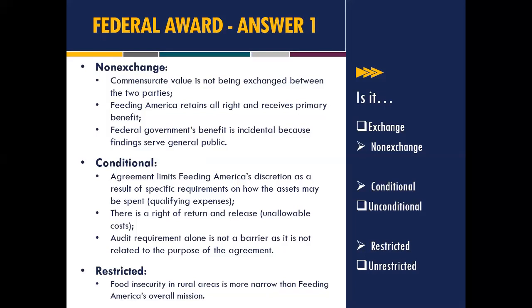It has both that barrier and the right of return. So there's discretion in there as far as how the assets may be spent. They have to follow cost principles. There's that right of return. Again, going back to what Stacy was communicating, that audit requirement alone is not considered a barrier because it's not related to the purpose of the agreement. And in this particular case, this is a restricted contribution because the food insecurity in rural areas is more narrow and focused than Feeding America's overall mission.